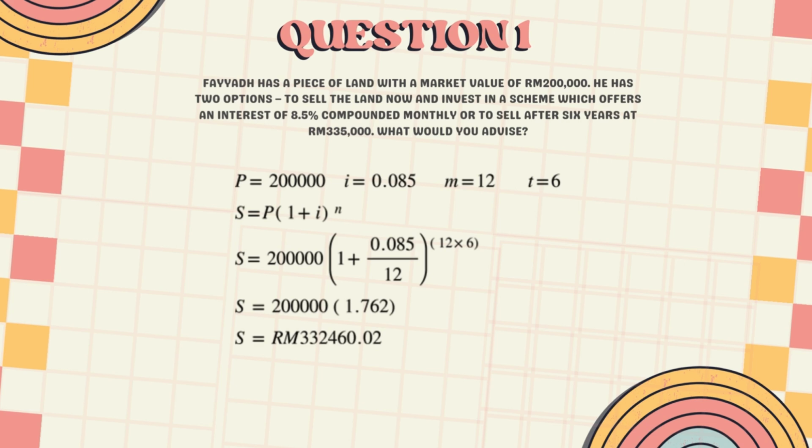We will use the formula S equals P(1 plus i) to the power of n in this calculation. Substituting the given numbers, S equals 200,000 times (1 plus 0.085 over 12) to the power of 12 times 6. Solving, S equals 200,000 times 1.762, so S is 332,460 ringgit and 2 cents. This is the amount Fayyad will receive if he sells and invests his land now. My advice to Fayyad is that he should sell after 6 years to receive a more substantial reward. That's all, and question number 1 is done.